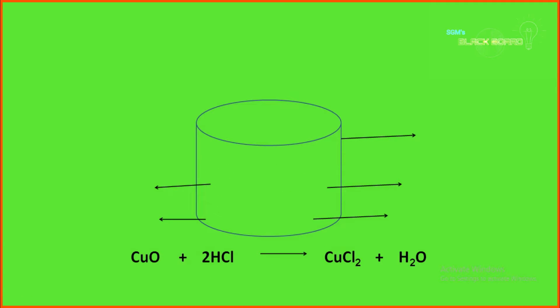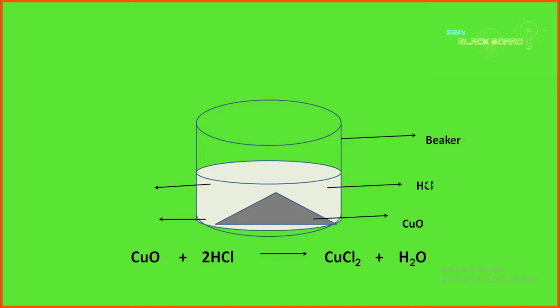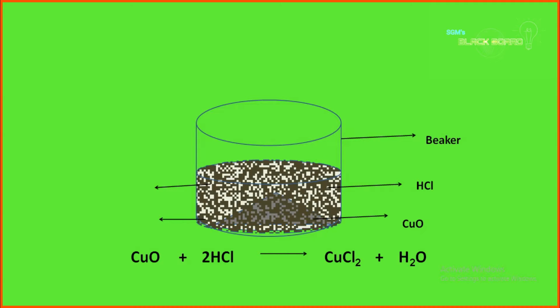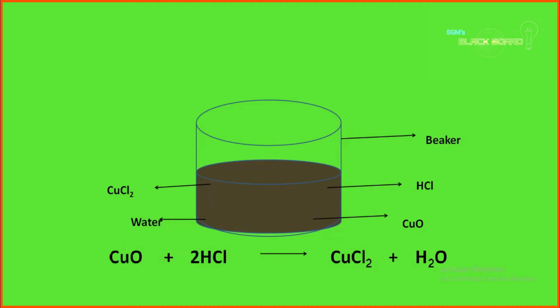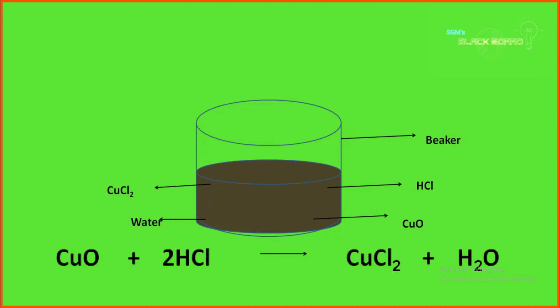Let us observe this activity here. Take a beaker and add copper oxide, then add dilute hydrochloric acid. It turns into a bluish green color after stirring. That is nothing but copper chloride, and water also forms here. The chemical reaction can be written in equation form as CuO + 2HCl gives CuCl2 + H2O.